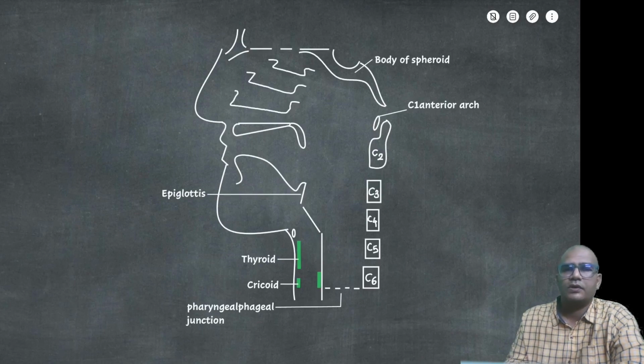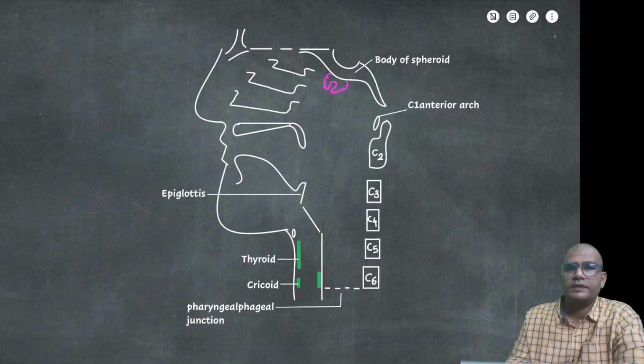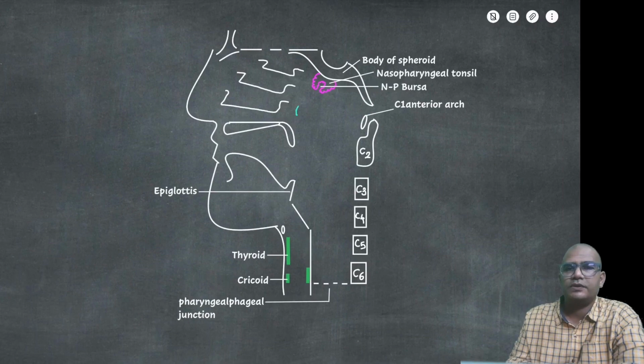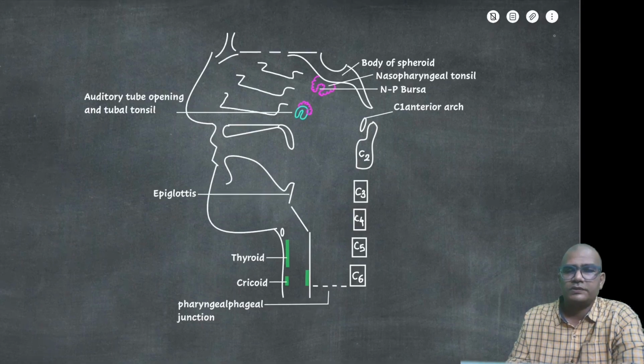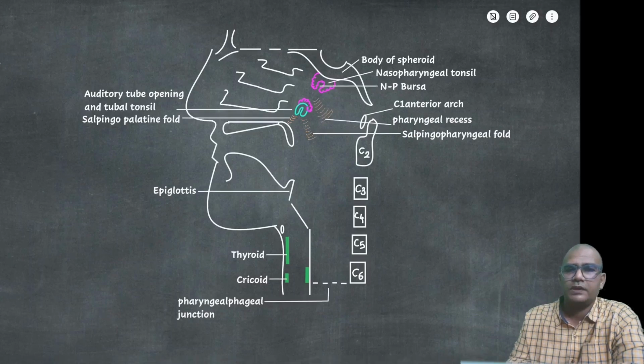Show the concha in the lateral wall of nose. In the roof of the nasopharynx, show nasopharyngeal tonsil with nasopharyngeal bursa. Show auditory tube surrounded by tubal tonsils. Show two folds, salpingopharyngeal and salpingopalatine fold, extending from the tube. Behind the auditory tube, show pharyngeal recess, which is also known as fossa of Rosenmuller.